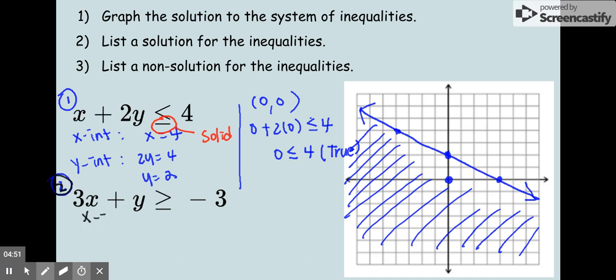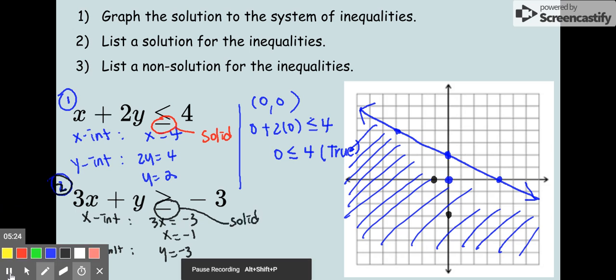Now let's find the x-intercept. When y is 0, it's 3x = -3, so x is -1. For the y-intercept, when x is 0, y is equal to -3. It should also be a solid line. So let's draw the line.